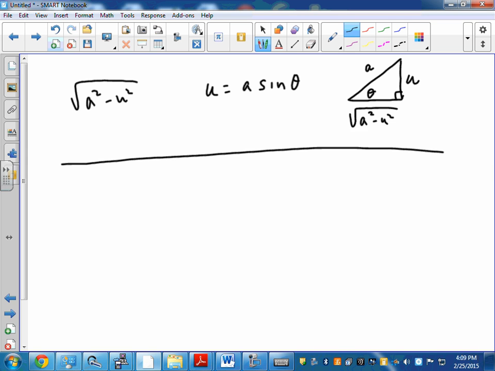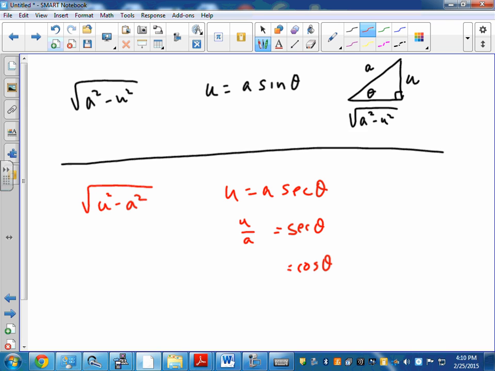The second substitution that comes into play is if you have the square root of u squared minus a squared, then I want you to use this particular substitution. u is a secant of theta, and again, you can sort of think how this goes. The secant of theta is going to be u over a, or if you want, the cosine of theta is going to be a over u, right? Secant is the reciprocal of cosine, and that picture will look like this.